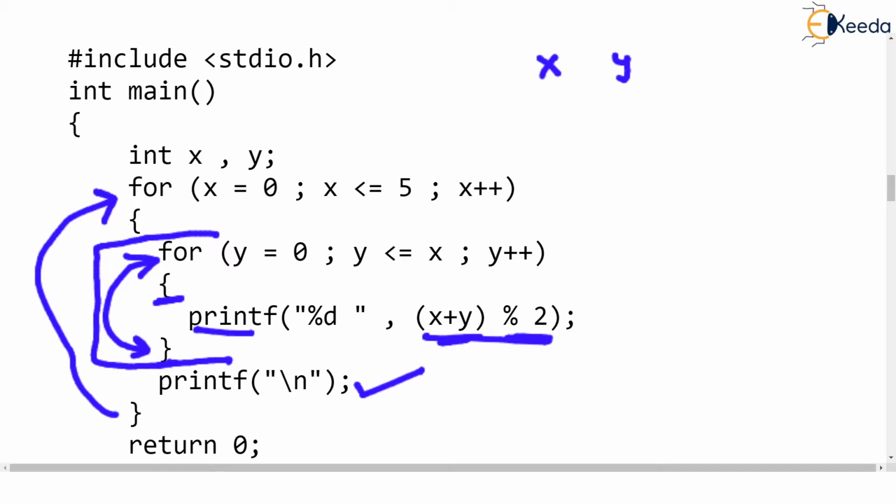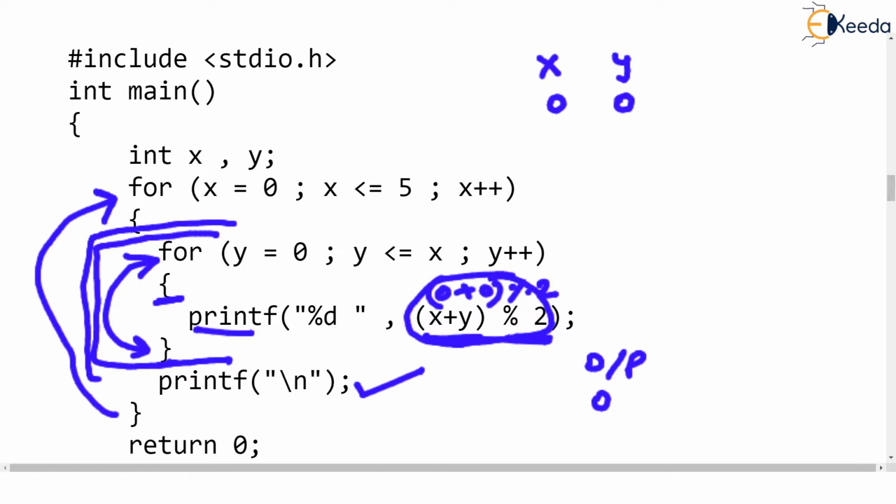Okay, x is 0, y is 0 to 0. And what are we printing? We are printing x plus y. Check here. That is 0 plus 0, 0 plus 0 percent 2. And you all know 0 % 2 is 0. So the first output is going to be 0. I hope you are understanding. But listen, this inner for loop is going to end now because it has counted from 0 to 0. It was going to repeat only once. And now this printf new line will take the cursor to the second line and we will go back to the for.